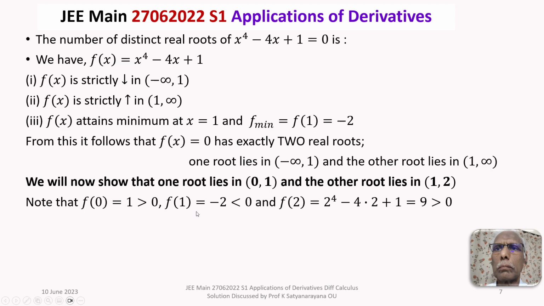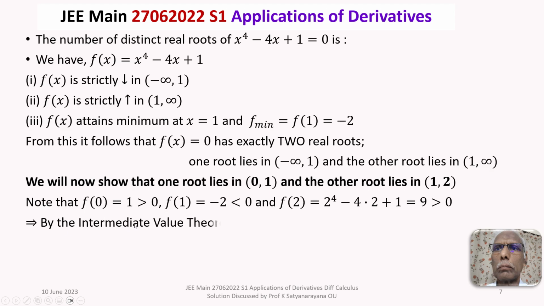By the intermediate value theorem, there exists a root in the open interval 0 to 1. And we see f of 1 is equal to minus 2, which is negative. f of 2, x equal to 2, you substitute, and that will be 9, which is positive. So, f of 1 is negative, f of 2 is positive. Therefore, by the intermediate value theorem, there exists a root in the interval 1 to 2. So, we have slimmed down minus infinity to 1 to the open interval 0 to 1, and 1 to infinity to the open interval 1 to 2.